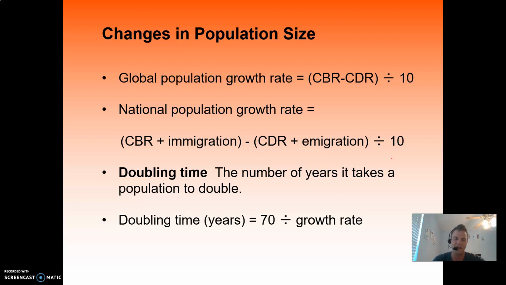And then the doubling time, it's a very interesting equation. And if you have any questions about how they actually came up with this, I did derive it myself a few years ago just to double check because I thought it was so cool. But doubling time, it's the number of years it takes a population to double. And what it's going to be is the number 70 divided by the growth rate. And it gives you a very good estimate of how many years it takes you to double.